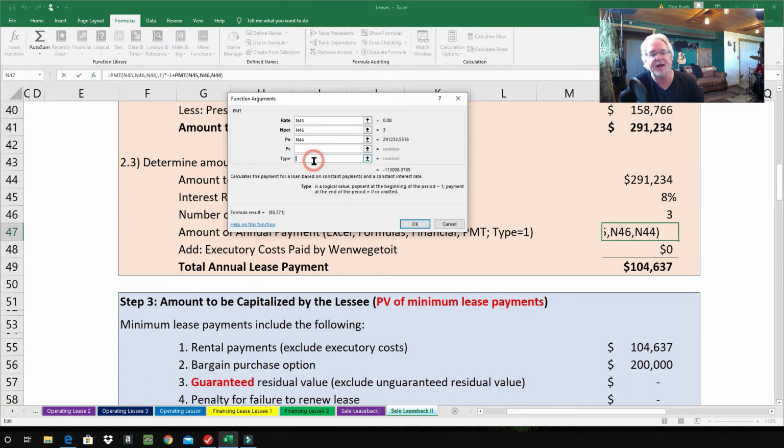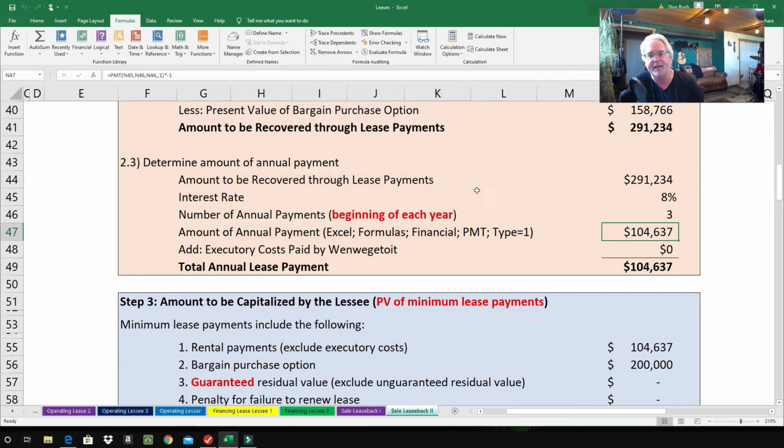Now the type, what you do with the type is you type in the number 1. When you type in the number 1, it tells the computer that payments happen at the beginning of each year, not at the end. Now, if the payments happened at the end, you would just leave it blank or type in 0. But we are typing in number 1 here. So all I would do is click OK, and the answer would appear, but I'm going to cancel out.